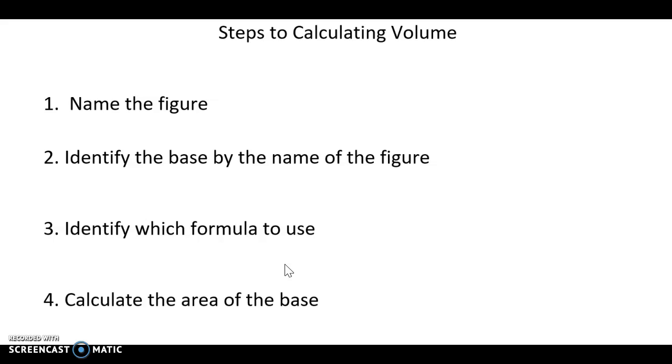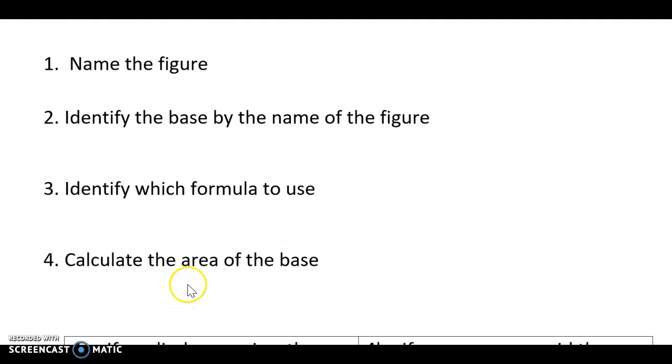By day 3, you basically have a picture and a question, and you are going to have to remember the steps. Your support is the formula from the star chart. So to help you on calculating volume, you would name the figure, identify the base by the name of the figure, identify which formula to use, calculate the area of the base.